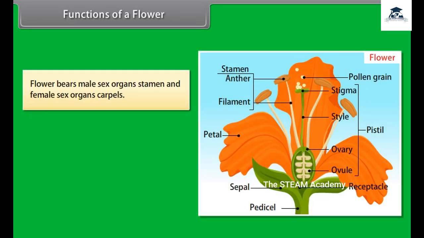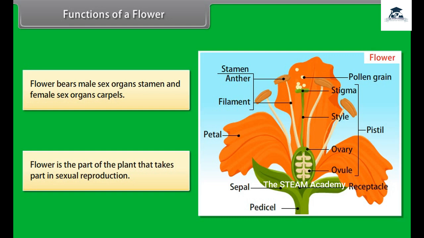Flower bears male sex organs, stamens, and female sex organs, carpels. Flower is the part of the plant that takes part in sexual reproduction.